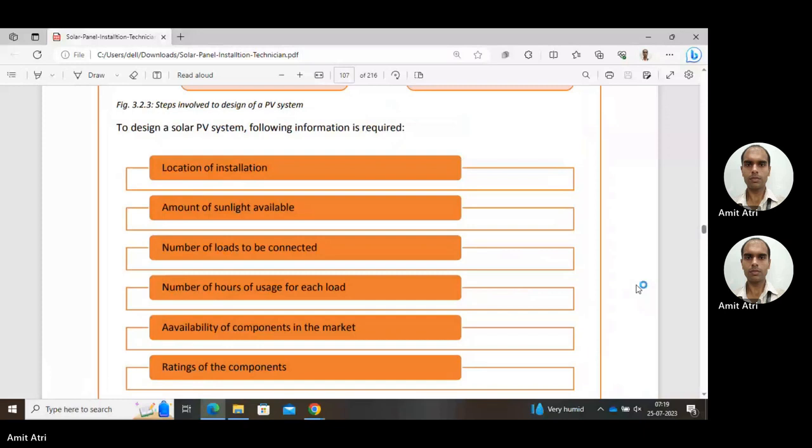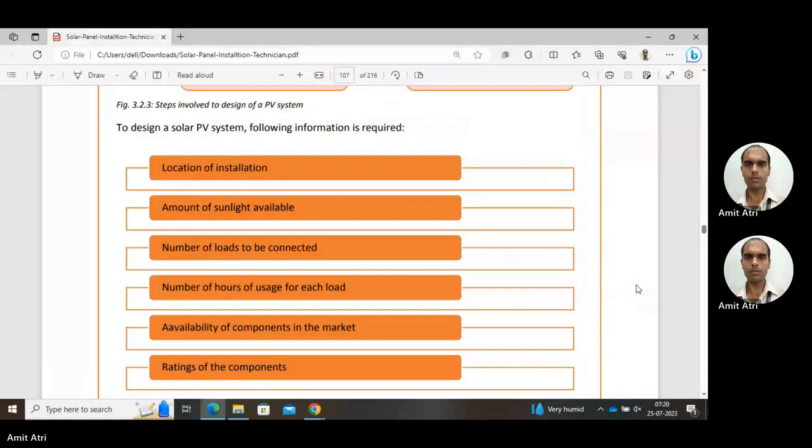Okay, then number of loads to be connected. How much load is to be connected? The number of hours of usage for each load. High power load, low power load, different types of equipments are placed inside the house where we have to install this solar PV system. So for how much duration the different types of equipments or loads inside the house are being operated, that determines the total energy consumption.